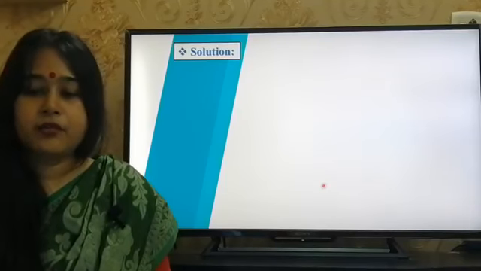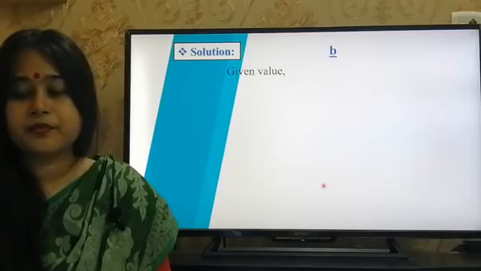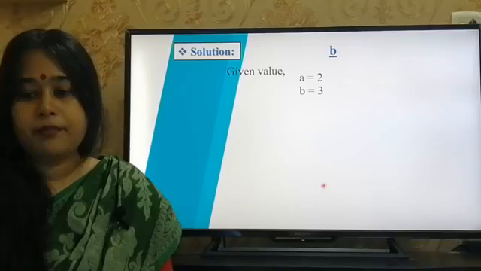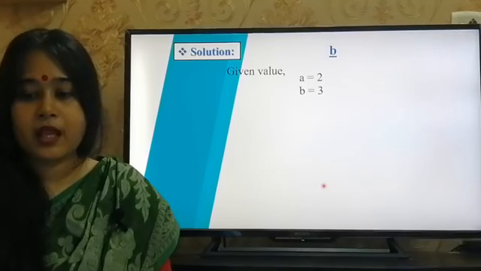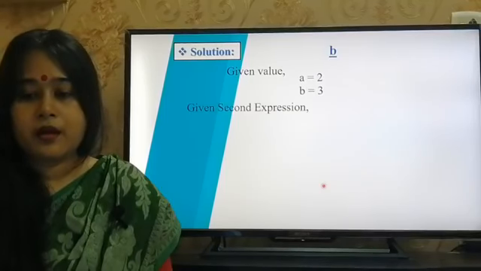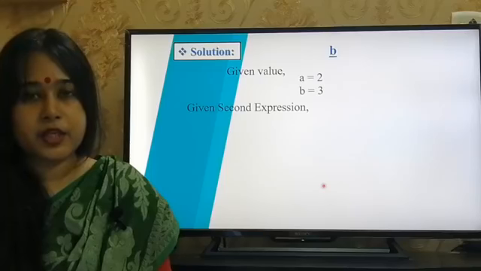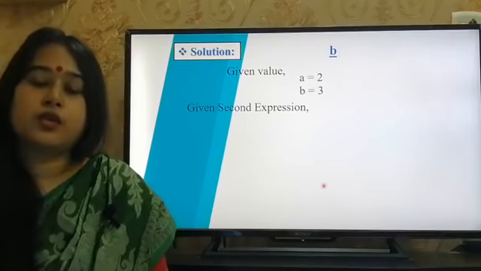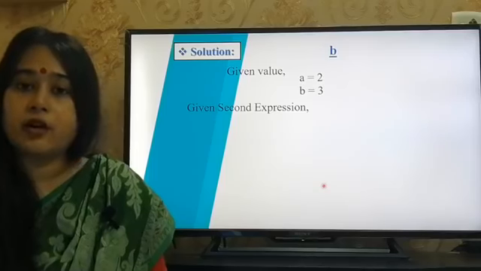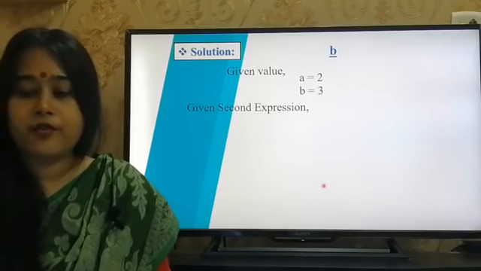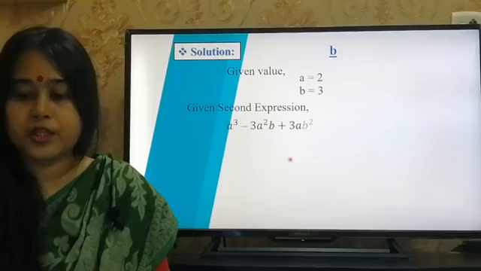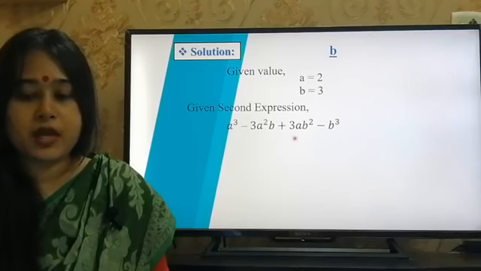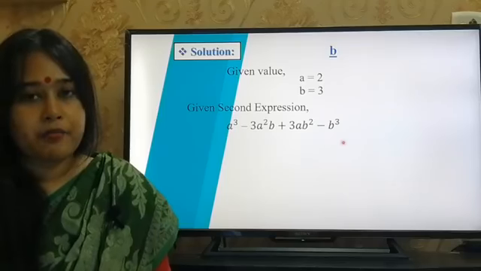Okay, let's move on to question number B now. Given a equal to 2, b equal to 3, and the given second expression. Why the second expression? Because in the question it was told that we have to find the value of the second expression. So we have written here the given second expression, that is a cube minus 3a square b plus 3ab square minus b cube.